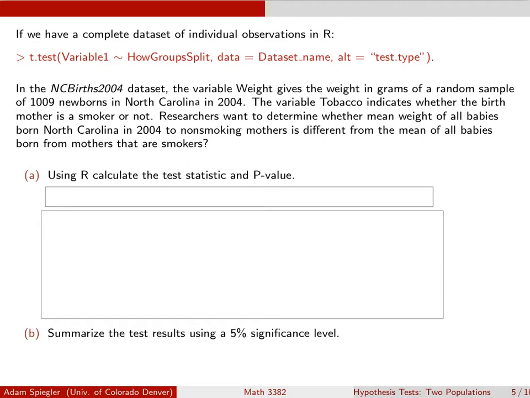In other cases, we have the raw data set given to us, and then we can use this nice built-in function in R called t.test that we've seen with confidence intervals, and as the name would imply, we can also use this t.test command to do a hypothesis test.